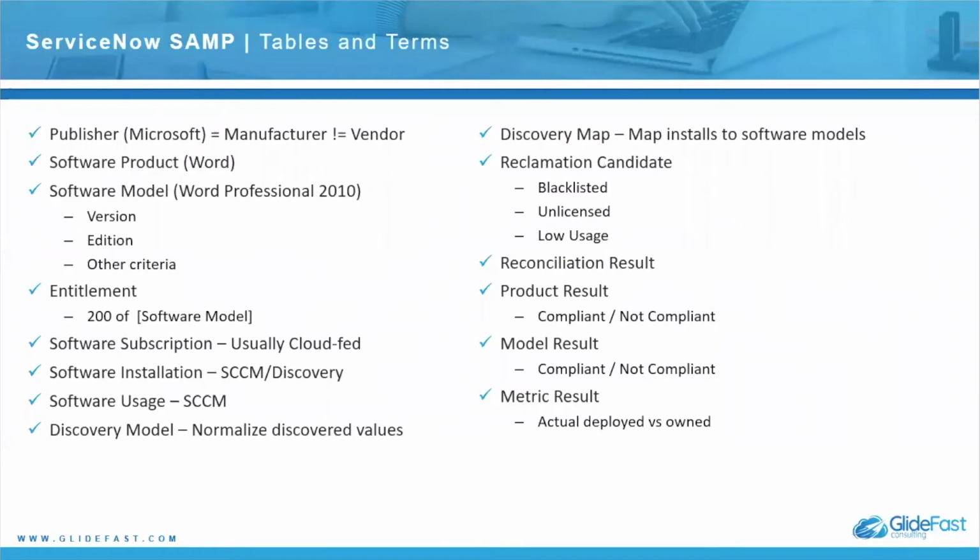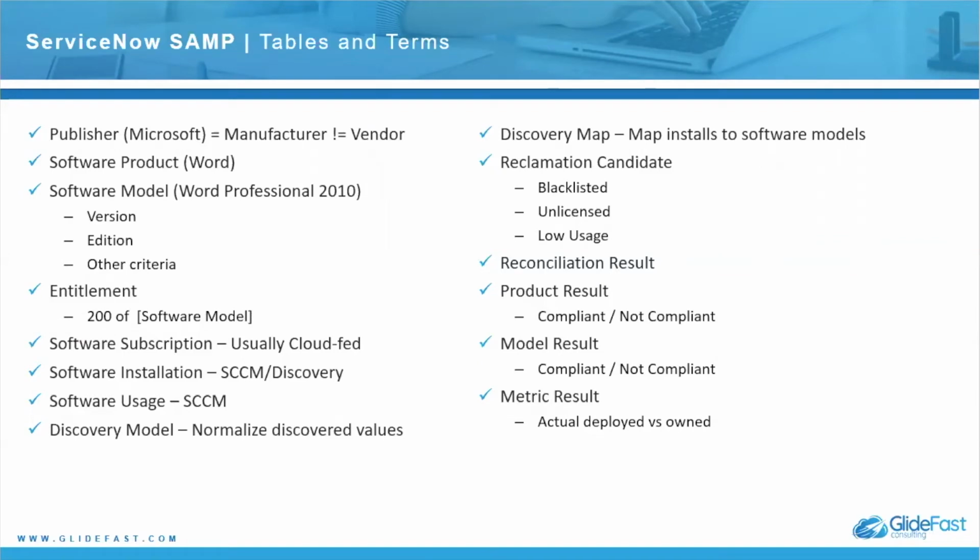Just a few quick tables and terms. I'm not going into details on these, but just want to make you familiar with the terminology that we use in ServiceNow. So a publisher, product, and model are probably the three most common terms that you're going to hear. Typically, it's software publisher, software product, and software model, just for clarification, because there are other types of products and models. Our example here is Microsoft is the publisher, Word is the product, and then the model would be a more specific version of Word. So it's going to be Word Professional 2010.